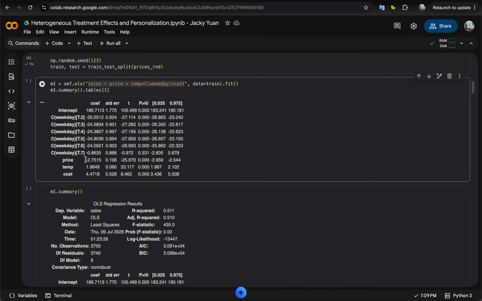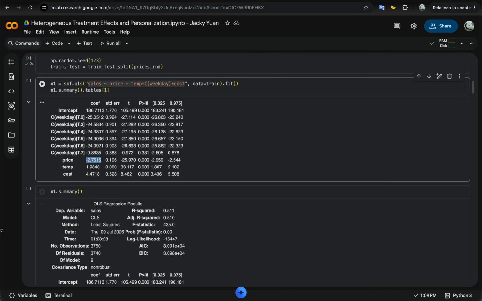So just for example, let's look right here. This is the coefficient of the price, which basically means if we increase the price by 1 unit, the sales will decrease by 2.75 units. So that's basically the average treatment effect. That may be useful, but this is not the topic that we want to focus on today. We want to move from ATE to CATE.